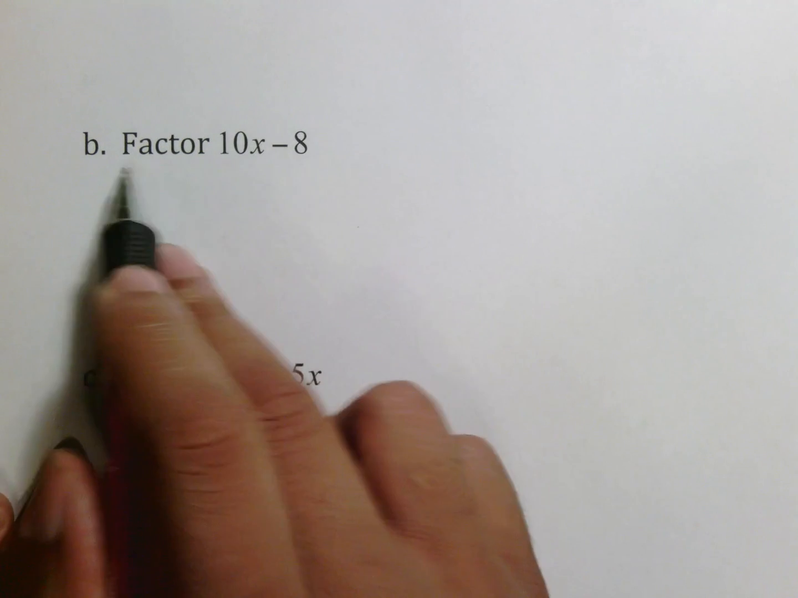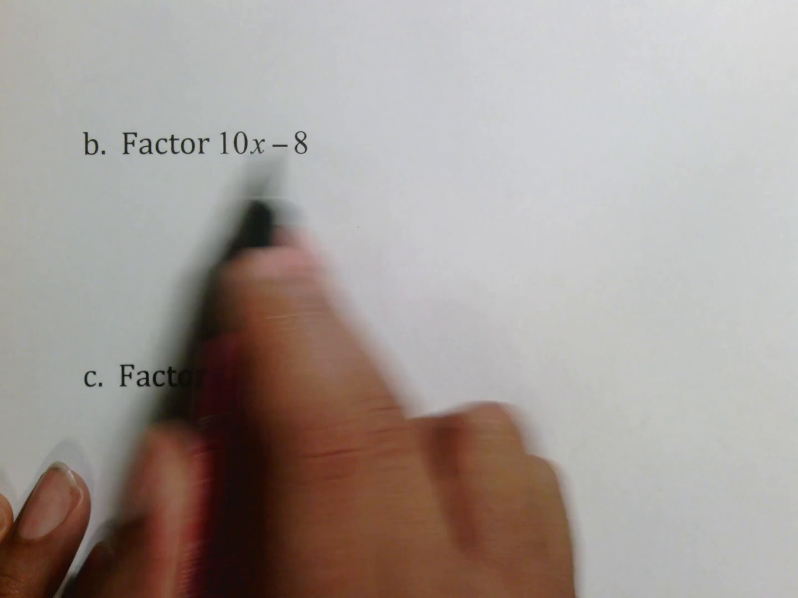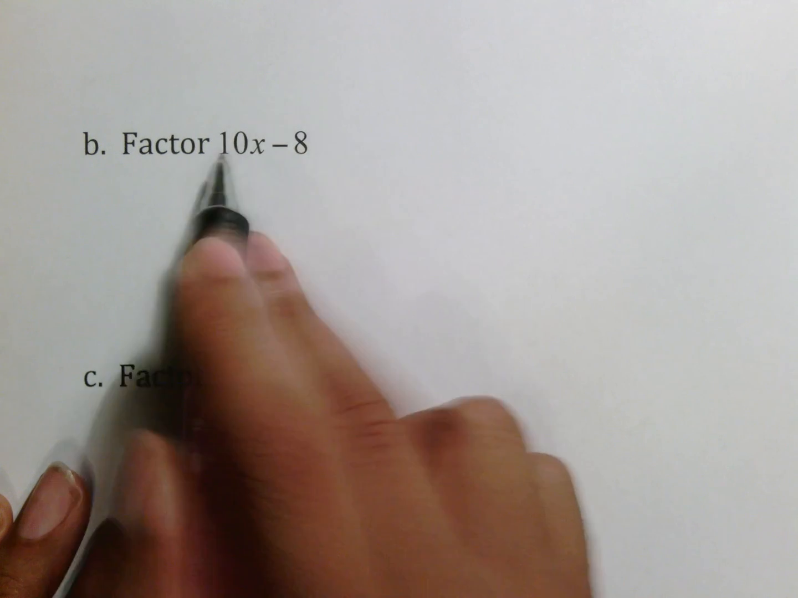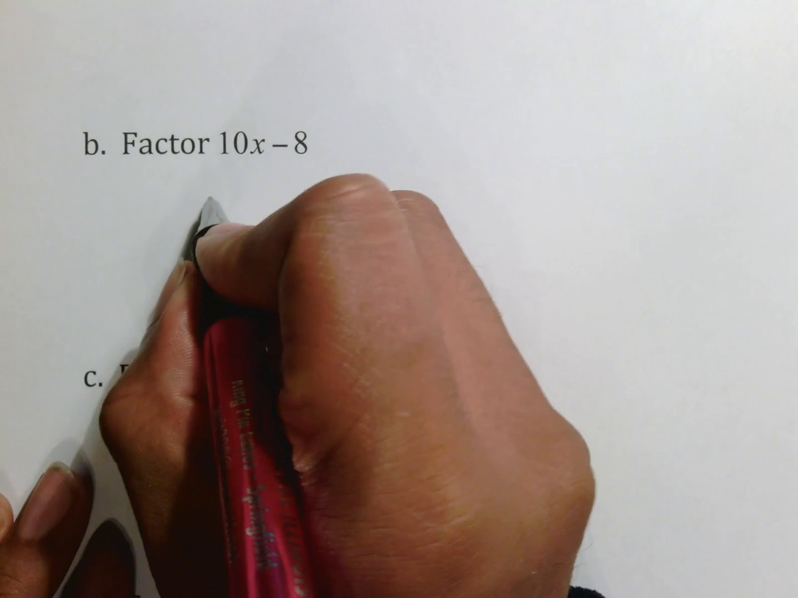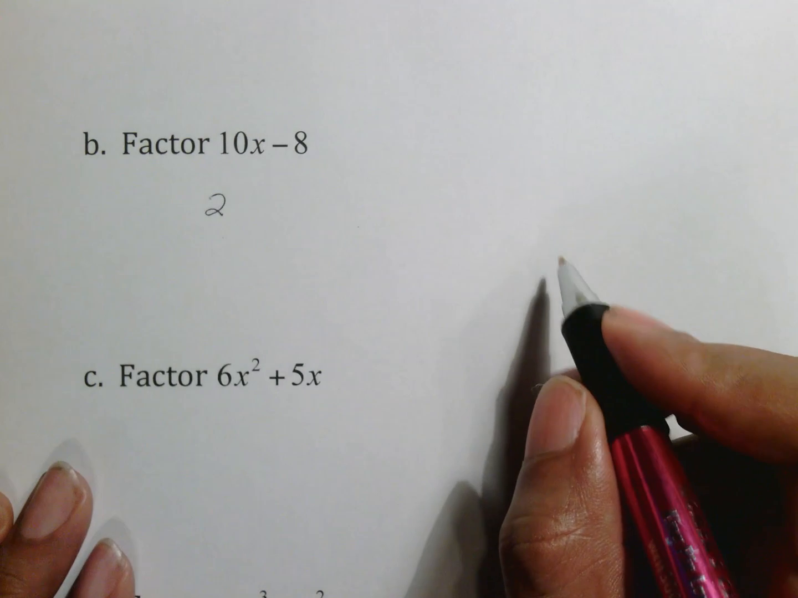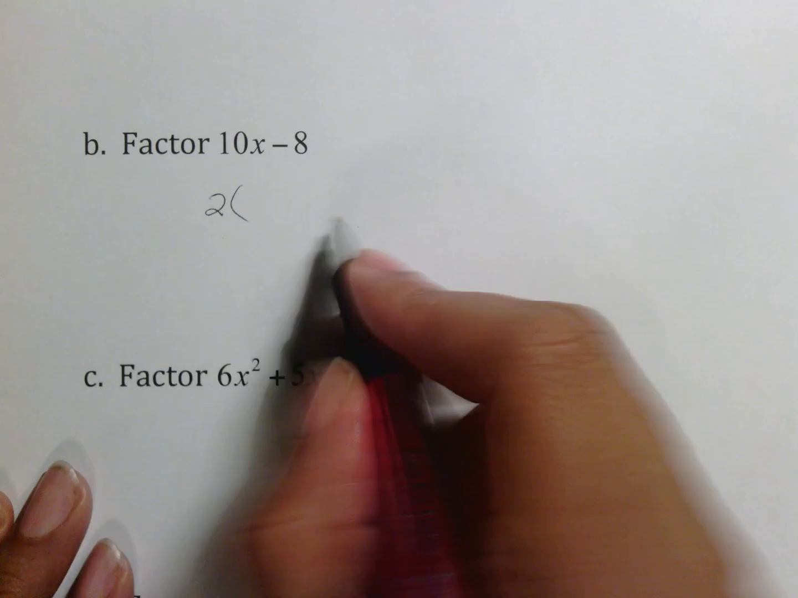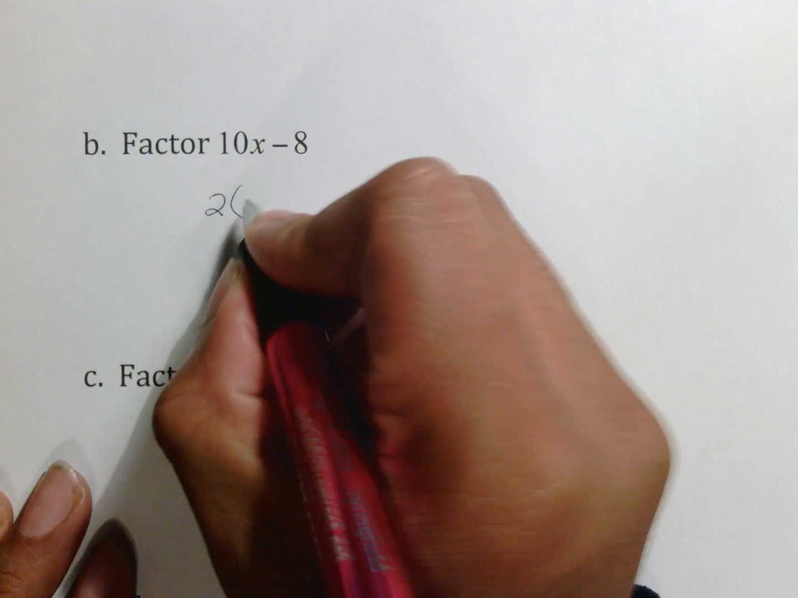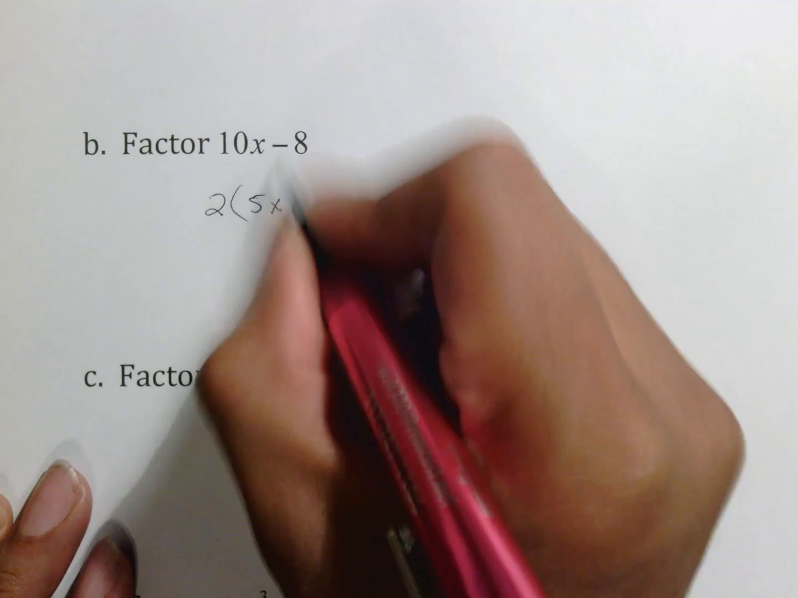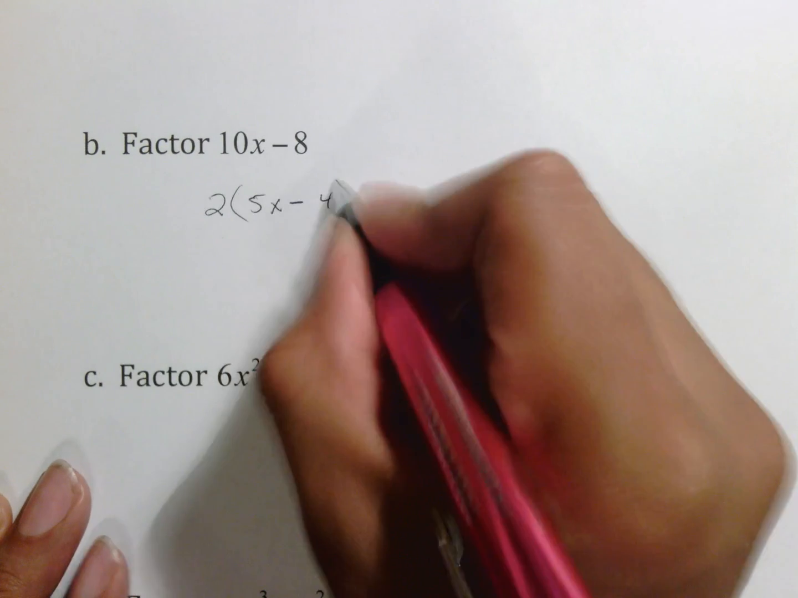10x minus 8 to be factored. Again, this means divide. It means I need the biggest number I can divide by with 10 and 8. Both of these are even and they're pretty close. I think 2 is my number. Both of these do not have a variable, so I open my parentheses and create my distributive property. And again, factor means divide. 10 divided by 2 is 5. The x comes down. Minus 8 divided by 2 is 4.